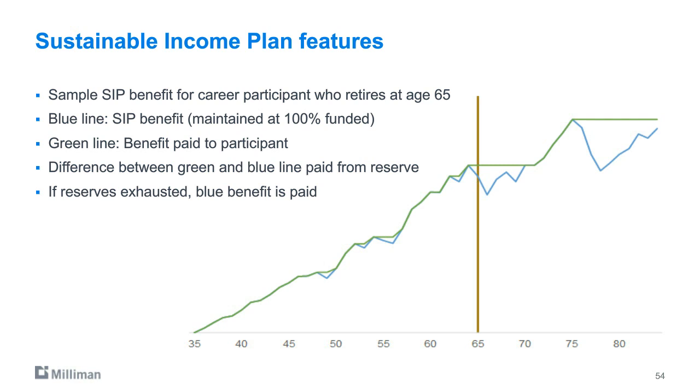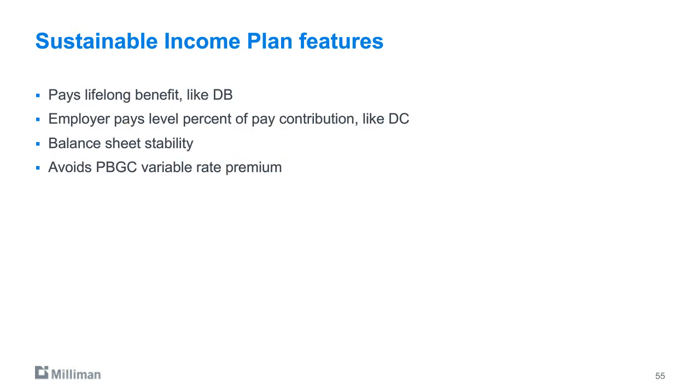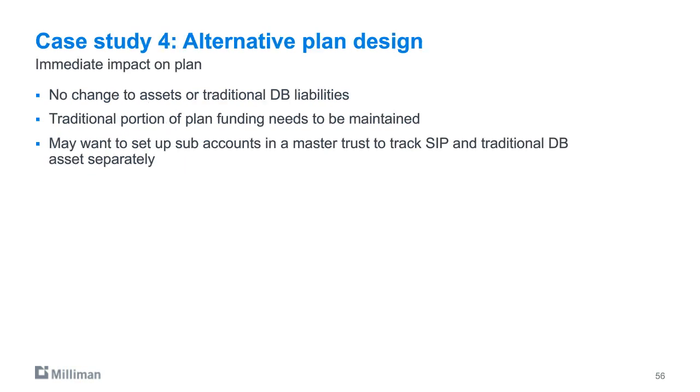So this benefit pays a lifelong benefit like a defined benefit. The employer gets the advantage of a level percent of pay contribution like DC, and then the employer has balance sheet stability, and you avoid variable rate PBGC premiums. Now, that is true if you start a sustainable income plan from scratch. So our DC sponsor right now that's looking to do this will have this from the outset. But in terms of an immediate impact, it doesn't happen that quickly. In the immediate, you still have to fund your traditional plan liabilities if you're a pension plan sponsor, and you still need to maintain that portion of the plan and make contributions to that portion of the plan.